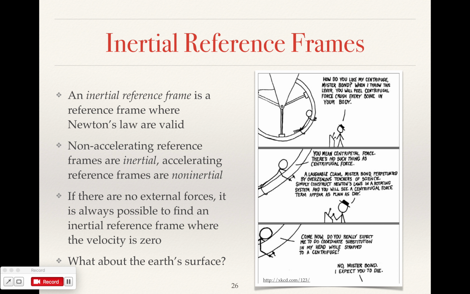Another interesting thing to think about is, what about the Earth's surface? Is the Earth's surface an inertial reference frame? Technically speaking, it's not, because if we just sit at one spot on the Earth's surface, the Earth is rotating, right? So we actually sweep out a circle. We go all the way around the circle in one day as the Earth rotates. So we're moving in a circle, and since we're moving in a circle, we're accelerating. So the surface of the Earth is actually not an inertial reference frame. However, for most practical considerations, the amount of acceleration is pretty small, so it's usually safe to treat the surface of the Earth as an inertial reference frame.